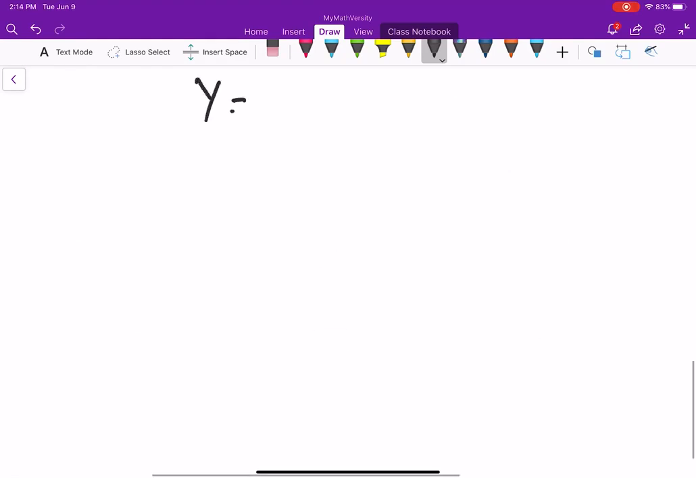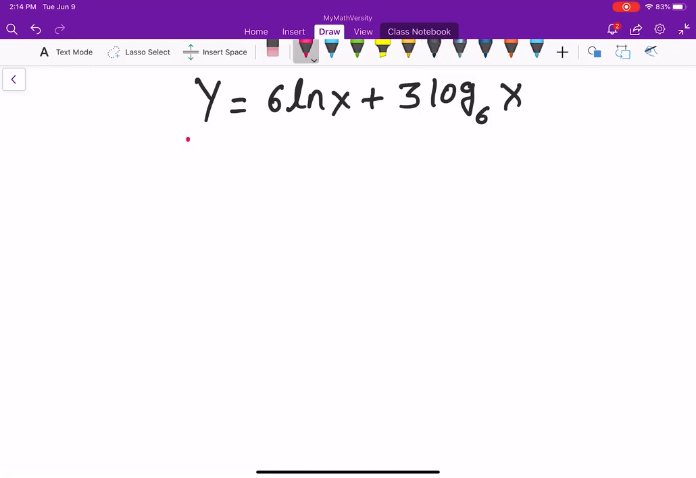Y is equal to 6 times ln of x plus 3 times log to the base 6 of x. So this is the given function, right? And then our goal is to find the derivative of y with respect to x. And how do we find that? We have the sum of these two functions, 6 times ln x and 3 times log to the base 6 of x. So by using the sum rule, we can find the derivative term by term.